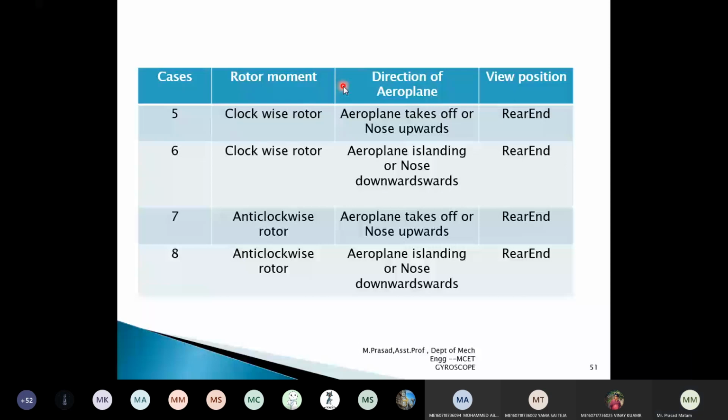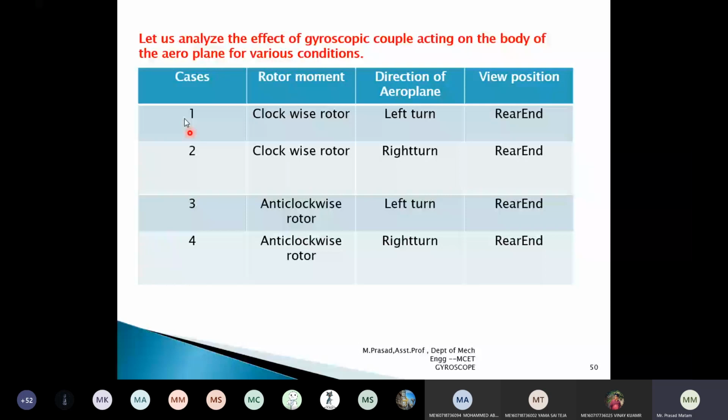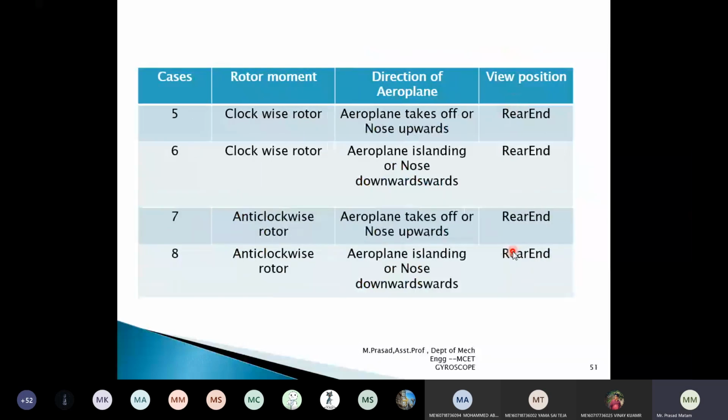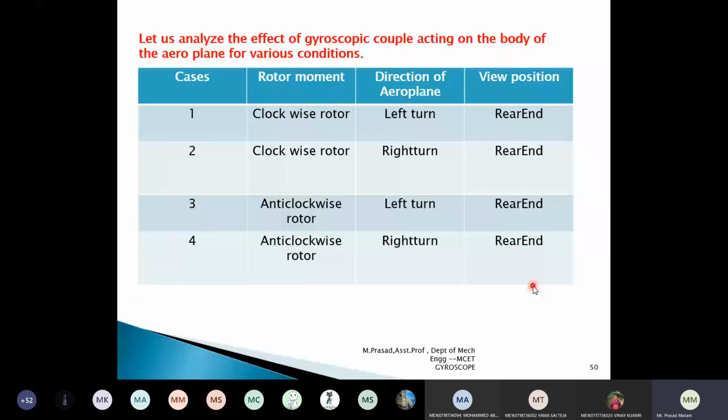So case 1, clockwise rotor. Rotor rotates in clockwise motion and taking the left turn. My position of view is rear end. I am seeing from the back side of the aeroplane. For all the 8 cases, I am seeing from the back side of the aeroplane. So if you are seeing from the front side of the aeroplane, what will happen? The gyroscopic effect is exactly reverse to what we are seeing from the rear end. If I see from the rear end, I am getting one gyroscopic effect. If I change the position of view, I get exactly the opposite. Let me discuss the cases.